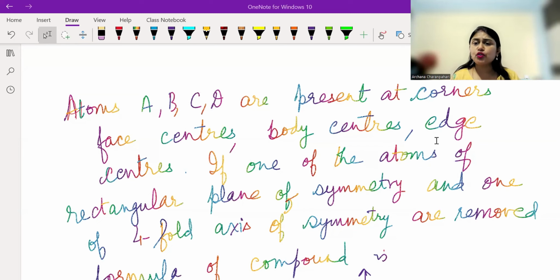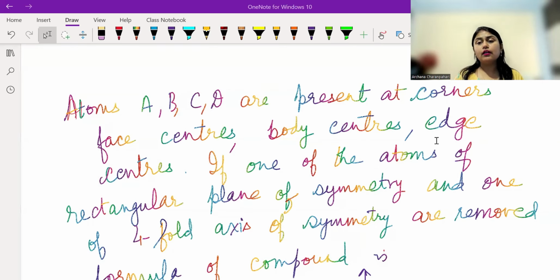Today we'll consider a very important topic, that is solid state chemistry. So let's begin. I'm sharing my whiteboard. We have this numerical, and with the help of this numerical, we will try to understand the concept and solve this numerical easily.